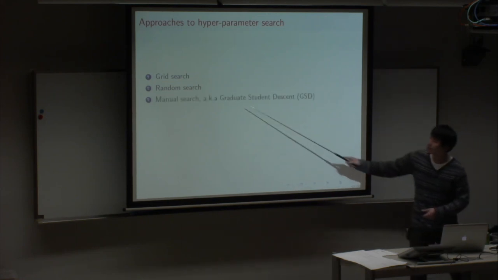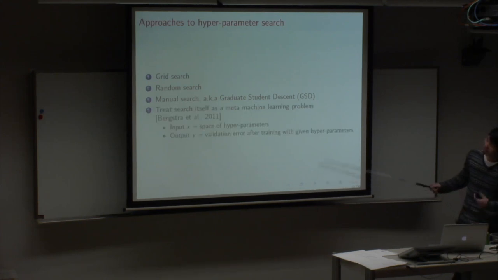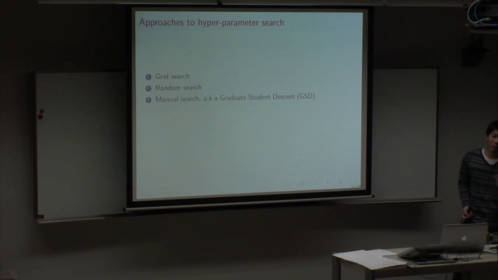One that I like a lot is manual search. Sometimes people call it graduate student descent, GSD. Basically, you have a very intelligent graduate student, and he will find the best hyperparameter values for you. Okay. It's kind of joking, but it's actually true, right? If you look at the best systems, there's basically a graduate student working very hard to make sure that it's the best system.